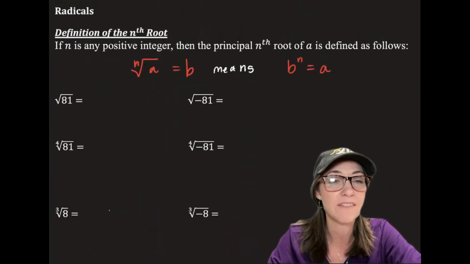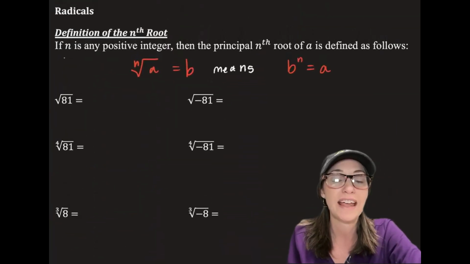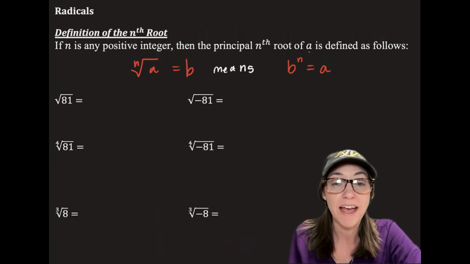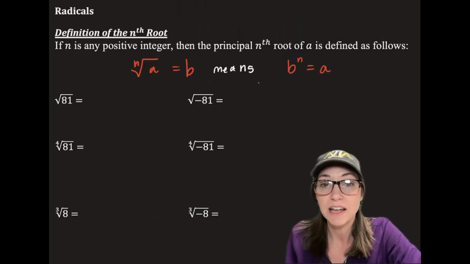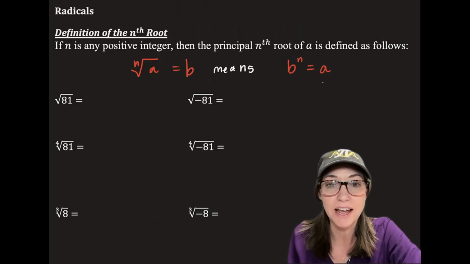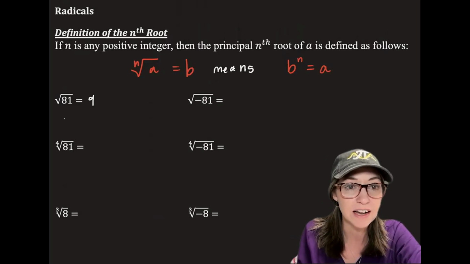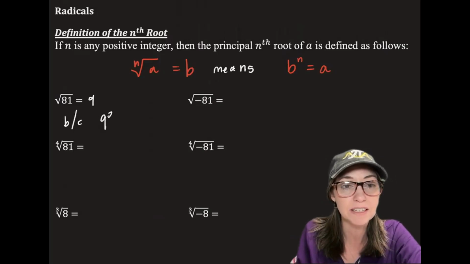We're going to start with the definition of the nth root. So if n is any positive integer, you can take the nth root of a number. Then the nth root of a is defined as this. The nth root of a is equal to the number b if b to the power of n is equal to a. Okay, so for example, the square root of 81 is 9, right? And that is because, I'm going to use shorthand here, 9 times itself, 9 squared, is equal to 81.